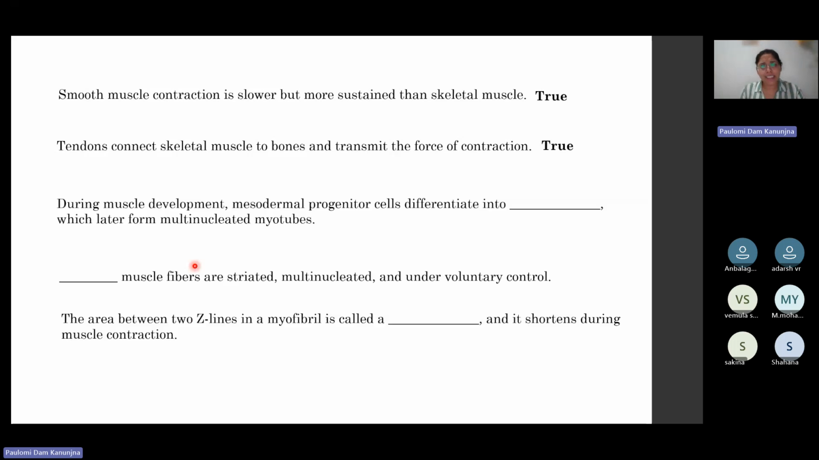Okay. Now, next set of simple questions. The first one is: during muscle development, mesodermal progenitor cells differentiate into dash, and that later forms multinucleated myotubes. So between your progenitor cells and myotubes, there is one step. What step is that? Next one is: dash muscle fibers are striated, multinucleated, and under voluntary control. The one word is a giveaway. Which answer is this? And the next one is: the area between two Z lines in a myofibril is called a dash, and it shortens during muscle contraction.